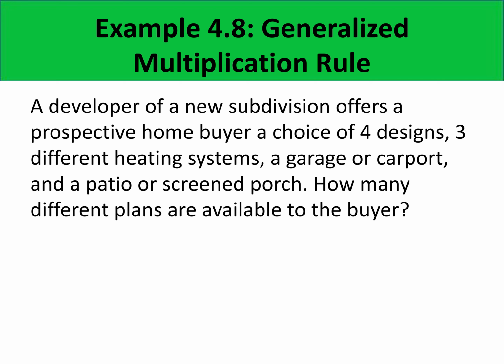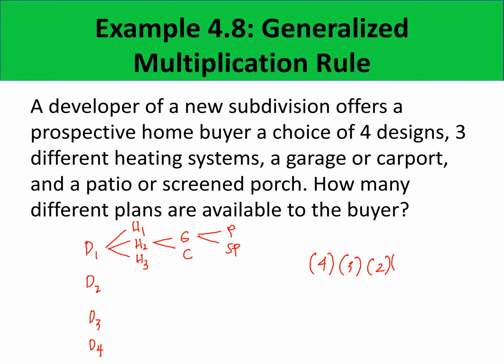In this case, there are 4 events. The home buyer shall choose one from each event. The home buyer has 4 designs to choose from, D1, D2, D3, and D4. And then the home buyer will choose among the 3 different heating systems, which can be represented by H1, H2, and H3. And each of these will branch out into either the garage or carport, and each of these will branch out into either the patio or screen porch. Therefore, using the generalized multiplication rule, we have 4 times 3 times 2 times 2, which is equal to 48 different plans available to the buyer.